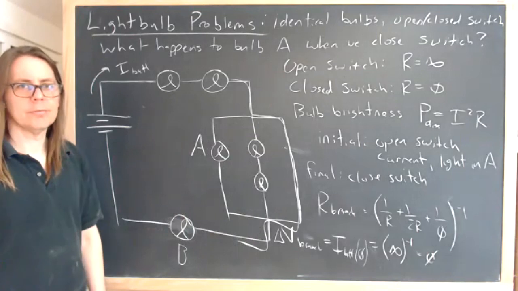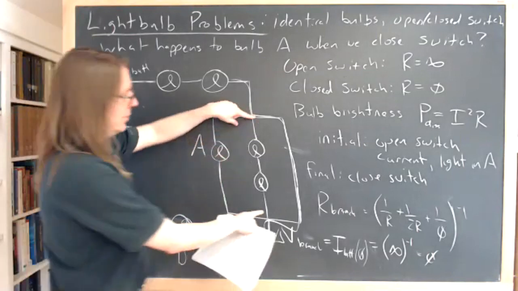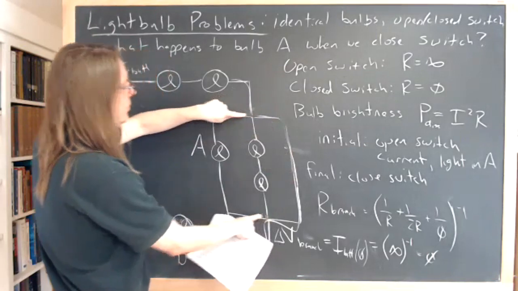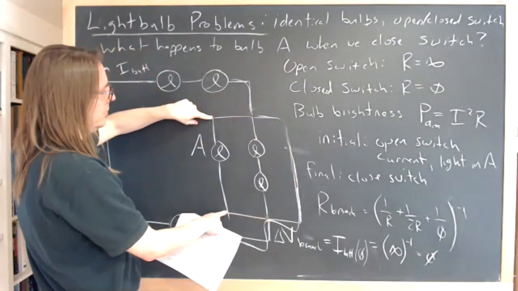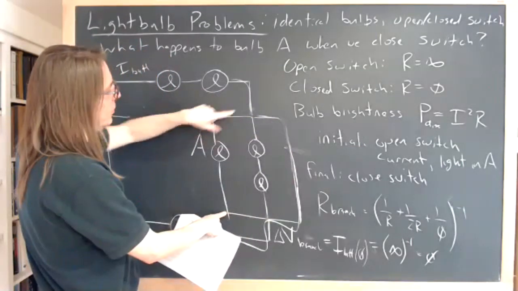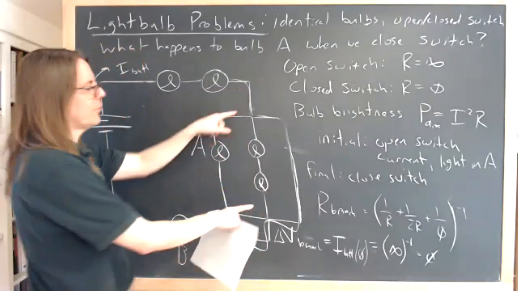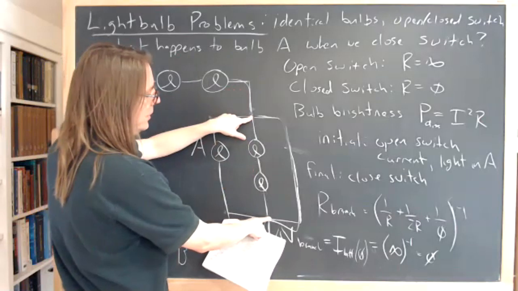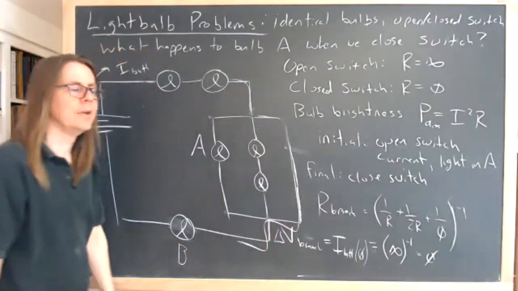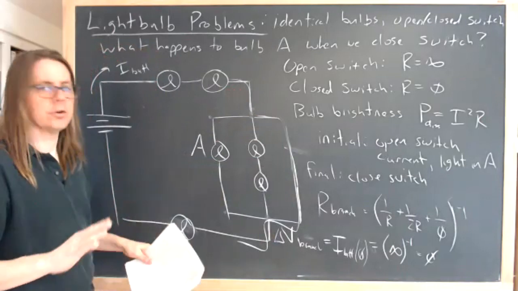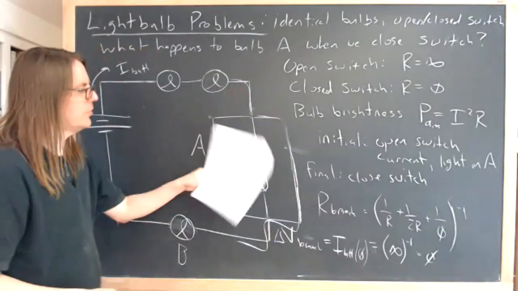voltage drop. And if the voltage drop across this part of the branch is zero, what's the voltage drop here? Zero. What's the voltage drop here? Zero. So no current is going to flow through these two resistors if the voltage drop is zero. The only place the current can flow when the voltage drop is zero is where the resistance is zero. So the correct answer isn't just that A gets dimmer, it's that it goes dark, completely out. Because all we did is we shorted it.